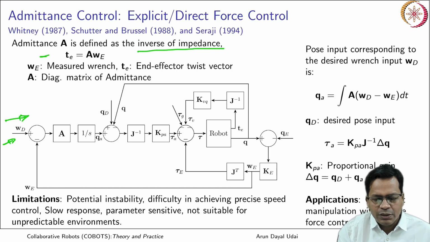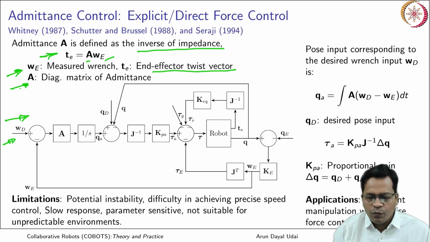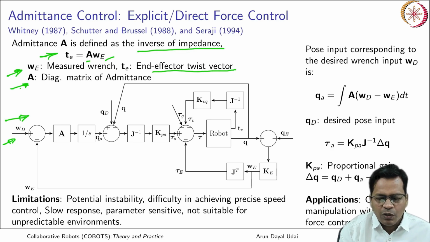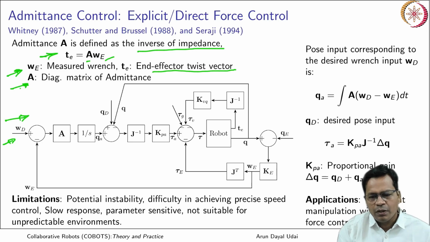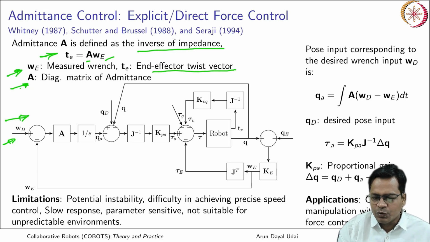So twist is equal to admittance times the wrench, that is the measured wrench at the end effector. You have the measured wrench given by WE, T is the end effector twist, where twist again is the 6x1 vector of angular velocity and displacements, and A is the diagonal matrix of admittance. When you see twist is equal to A times WE, integrating the twist should give you the positions, because those were the velocities. So integrating that gives you the position.